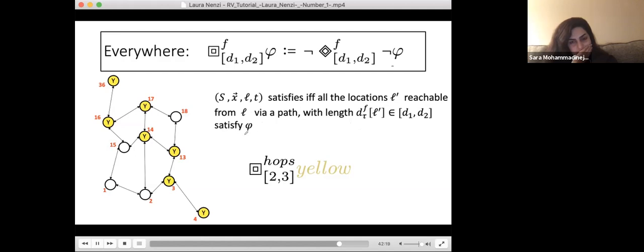satisfy phi. So here we can see, for example, that L1 still satisfies this property, because all the elements that are at a distance between 2 and 3 satisfy the yellow property. Instead, for example, L2 does not satisfy the property because there is a location, L18, where the distance is still less than or equal to 3, but the yellow property is not satisfied.